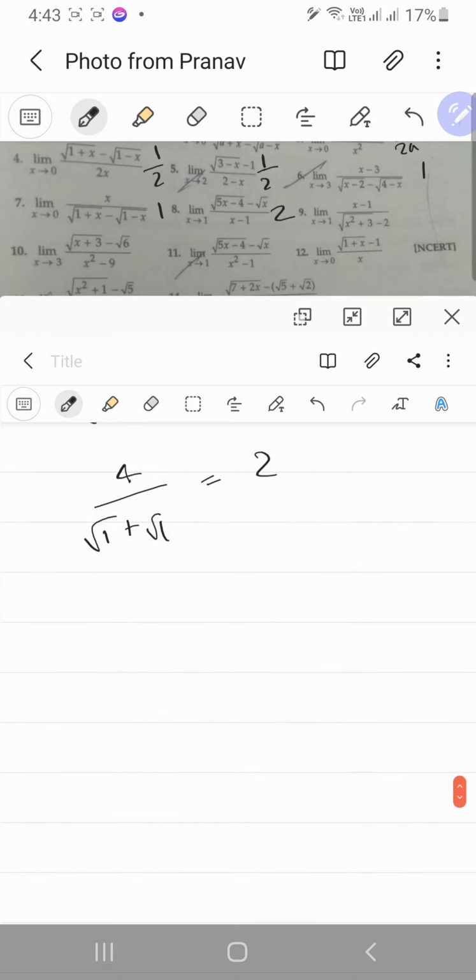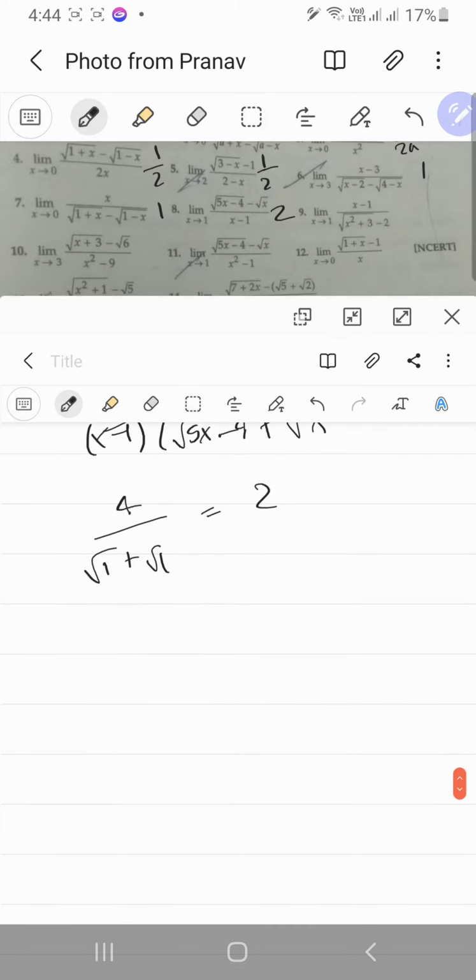Next, x approaches 1, x minus 1 upon square root of x squared plus 3 minus 2. Wait, what? Plus, that doesn't make sense. X squared plus 3 minus 2. It should have been 3x in that case, maybe. I don't know. You know what? In fact, we will do both of them. Okay, wait, no. This one is easy. So x minus 1 upon square root of x squared plus 1. This is incredibly easy because this is just going to be 0.